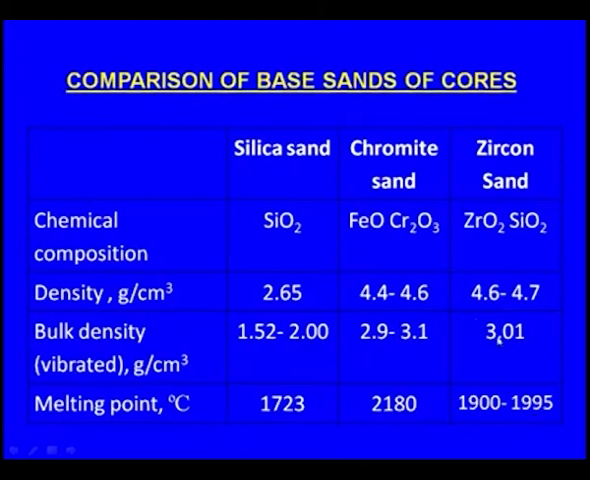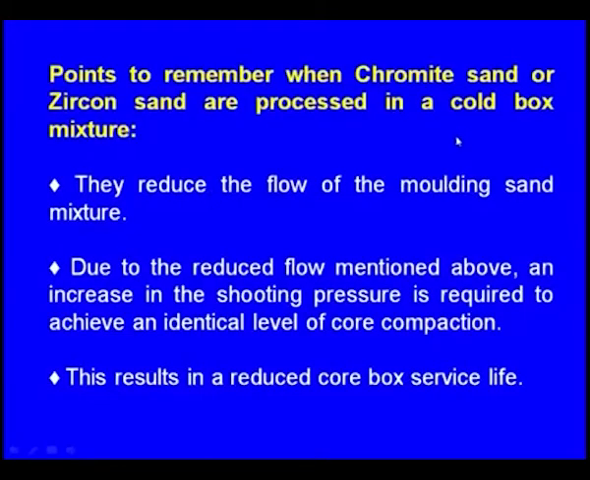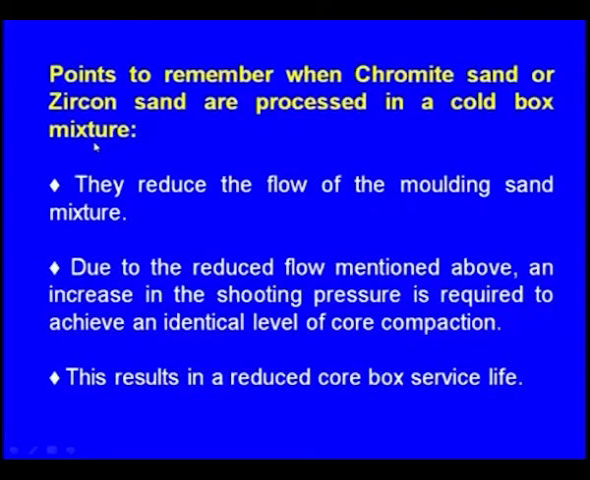So, this is the comparison of the base sands of the dry sand cores. Points to remember when chromite sand or zircon sand are processed in a cold box mixture. What happens when we use the chromite sand or the zircon sand? They reduce the flow of the molding sand mixture, because we generally shoot the mixture inside the core box. So, these sands reduce the flow of the molding sand.